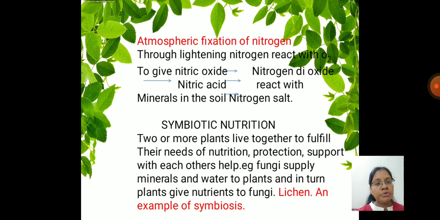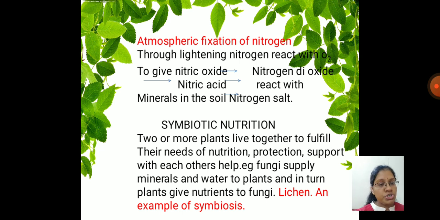The best example of this symbiotic nutrition is a fungi that supplies minerals and water to plants, and in turn the plants give nutrients to fungi. So both are benefited. How are they both benefited? The fungi which is present along with the plants supply minerals and water to the plants, and in turn the plants give nutrients to the fungi. That is why the fungi grows healthily. But it is a good fungi, okay?